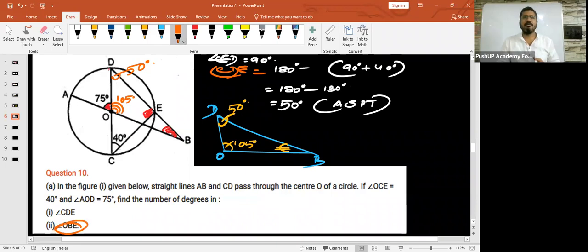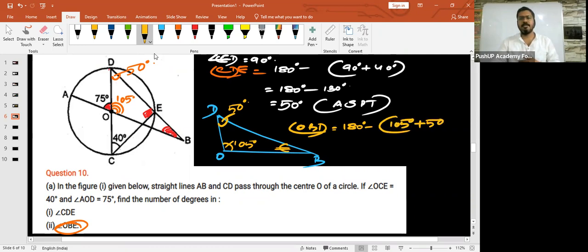I do agree with that. But isn't angle OBE and OBD the same? Angle OBE or angle OBD? They both are the same. So you just need to find angle OBD. That is your answer. So angle OBD is equal to 180 degree minus 105 degree plus 50 degree, which is 180 degree minus 155 degree, and that is equal to 25 degrees.